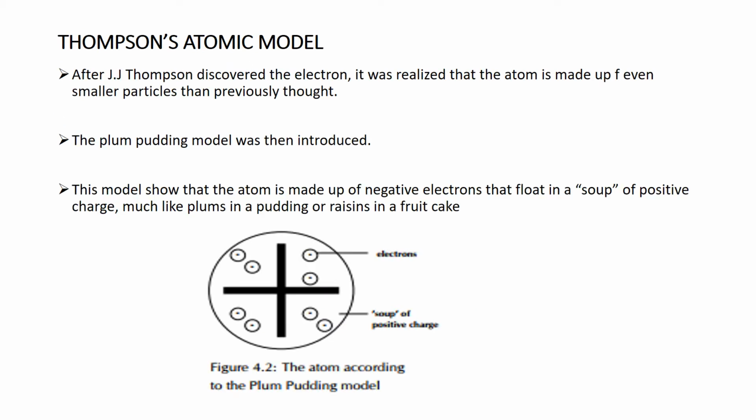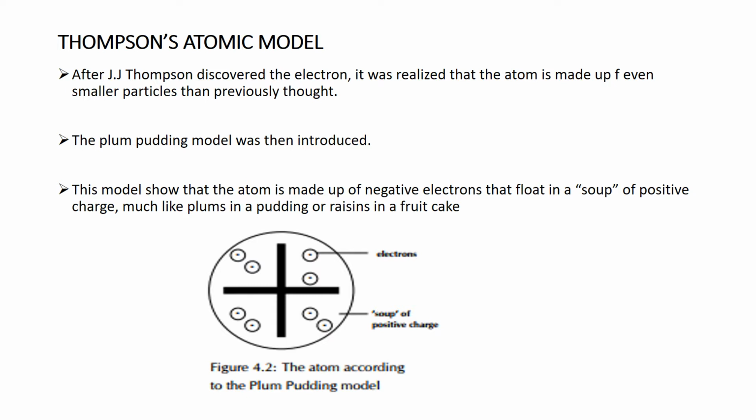Thomson came up with his plum pudding model. He first discovered the electron. So discovering the electron helped him propose this model, and it made other scientists realize that the atom is actually made up of even smaller particles than previously thought. The model shows that the atom is made up of negative electrons that float in a soup of positive charge, much like plums in a pudding.